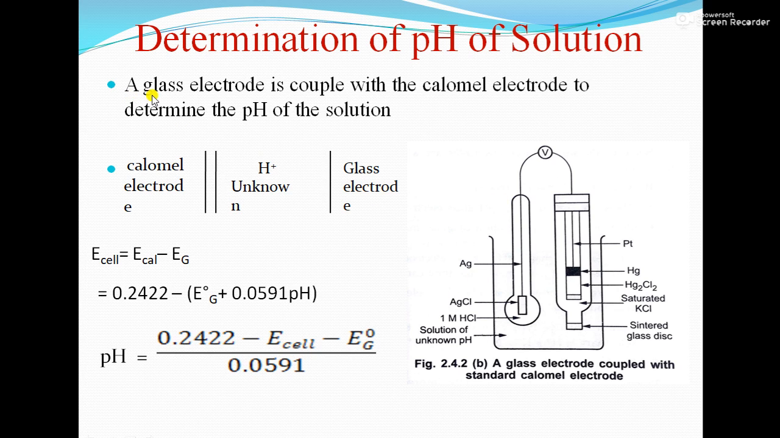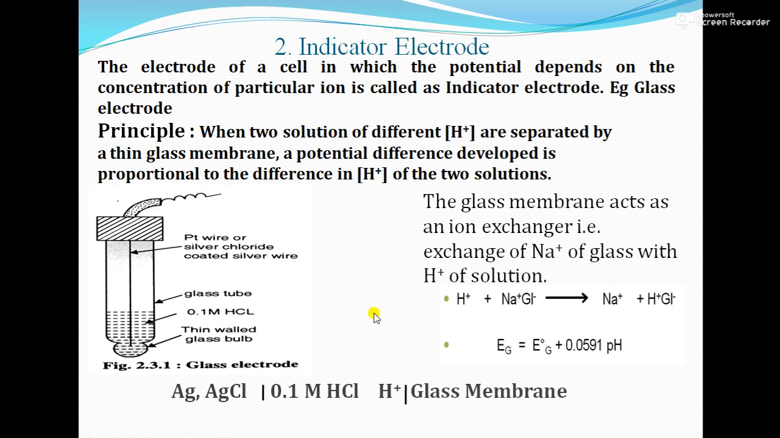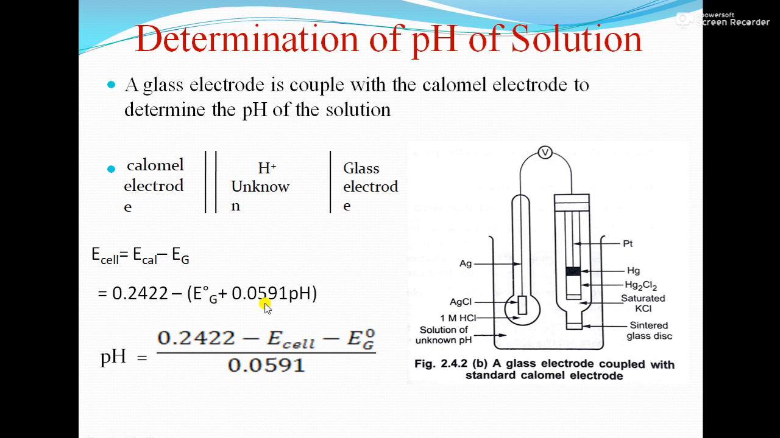So this is the combination of glass electrode and calomel electrode. That will become calomel electrode, then salt bridge, then H plus of unknown concentration and glass electrode. So the E cell value will be E calomel minus E glass. The E calomel value we know from the table, that is 0.2422, and the Eg value is from the last slide, that is E0G plus 0.0591 pH. So by putting this value you will get this.